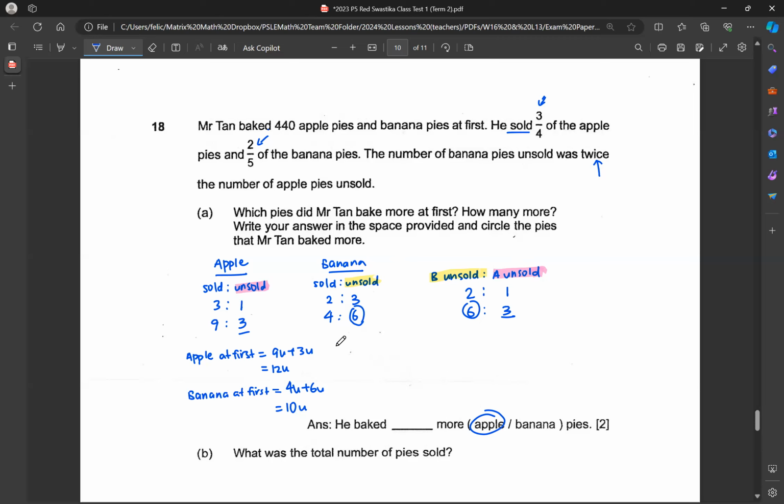How many more? So you need to solve using the 440 here. All right, so once you have settled your common base unit settled already, go and reread the question to see which value we haven't got to use. This one we haven't used yet. So 440 is at first, right? So together, I know this is 22 units already. So this 22 units is your 440. Then of course, find 1 unit.